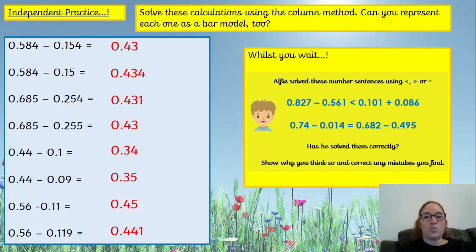And whilst you wait, so 0.827 minus 0.561, he's got that one wrong. It's greater than 0.101 plus 0.086. And the bottom one, 0.74, subtract 0.014. Again, he's wrong. It's greater than 0.682, subtract 0.495.